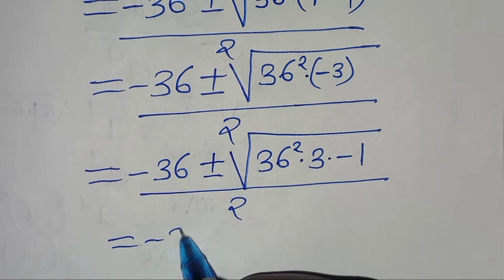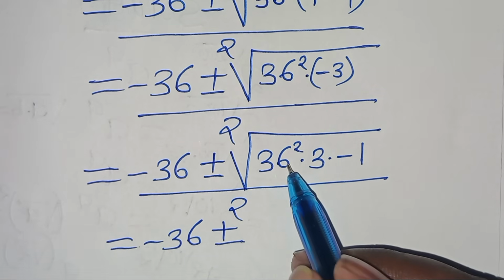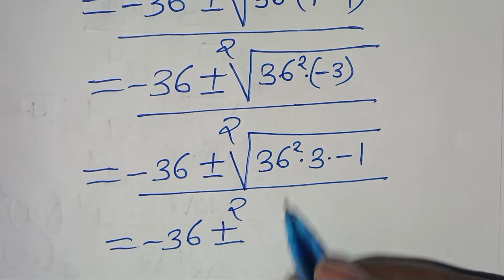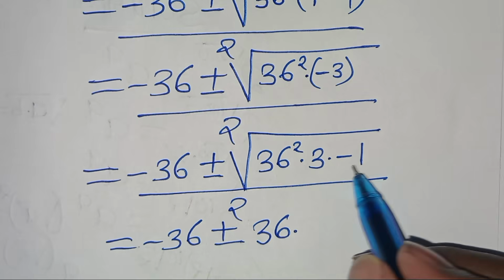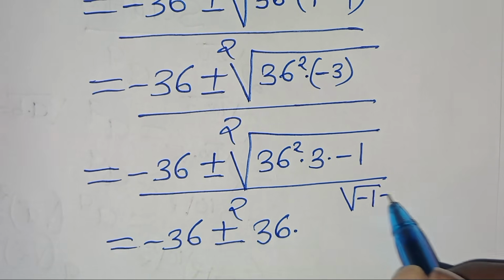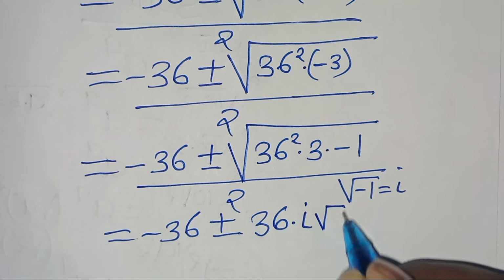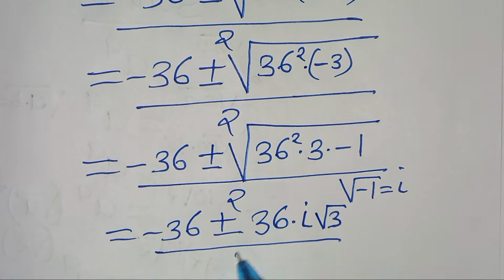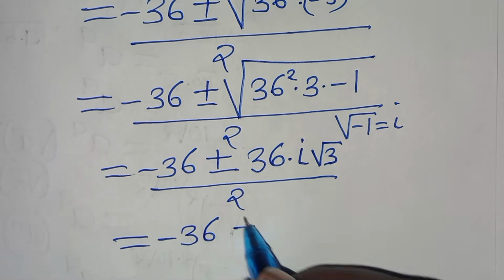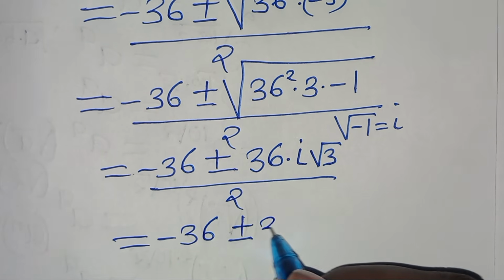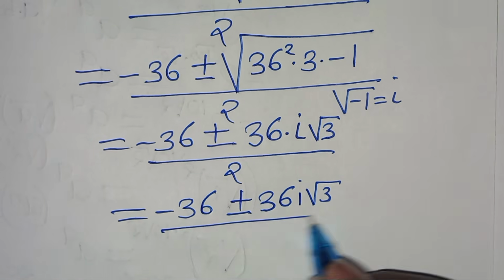So here we have negative 36 plus or minus. Now we have the square root of 36 to the power of 2. We eliminate the square root sign. So this is 36 multiplied by the square root of negative 1. This is equal to i. So we have 36 times i, then times square root of 3, divided by 2. So this is the same thing as negative 36 plus or minus 36i square root of 3, then divided by 2.